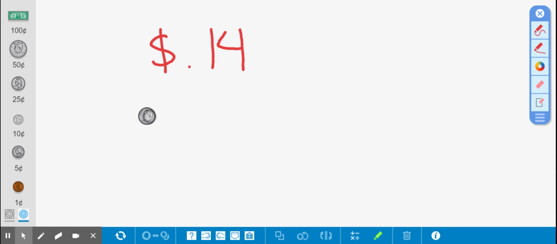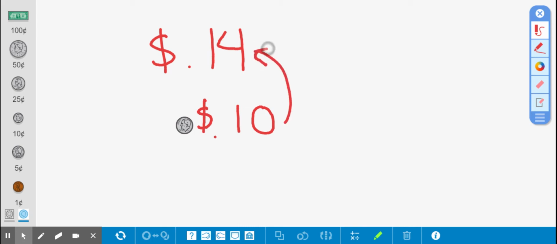Next sized coin is a dime. Now a dime is worth 10 cents, or 0.10, which still doesn't get me to 14 cents or 14 hundredths. Now I know if I bring another dime out, that's going to give me 20 cents, which is too much money. So the next coin down would be the nickel. Well, a nickel would be worth 5 cents.